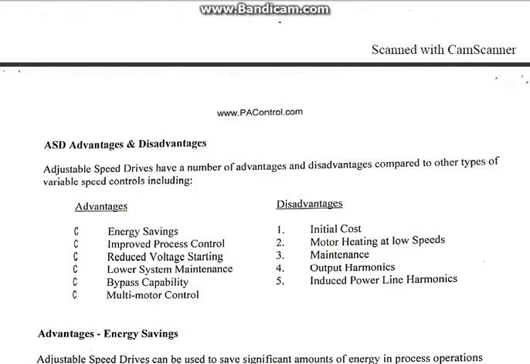Let us see the advantages and disadvantages of adjustable speed drives. There are numerous advantages and disadvantages of adjustable speed drives. So let us see the advantages. There is energy saving, improved process control, and reduced voltage starting, that is, there is a reduction in starting voltage in case of ASDs, as is not present in AC drive. There is lower system maintenance as there are no commutators in this type of drive. There is a bypass capability and there is multi-motor control.